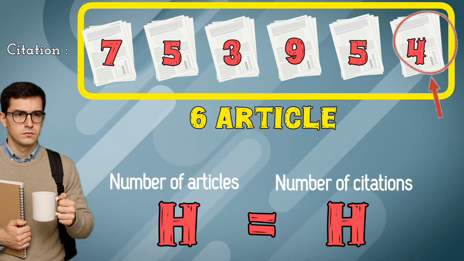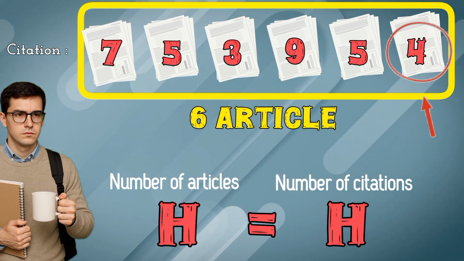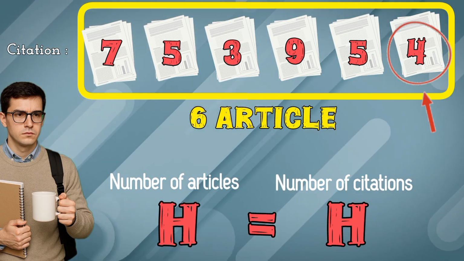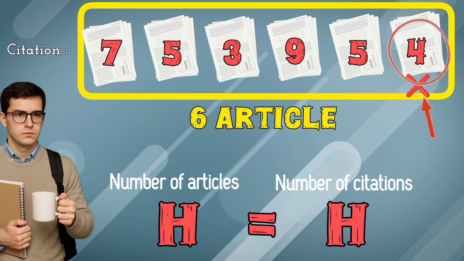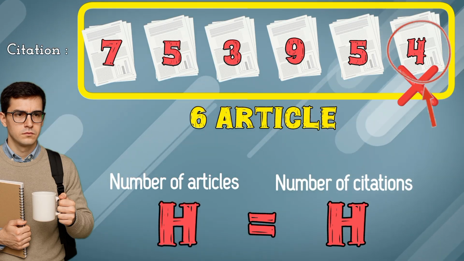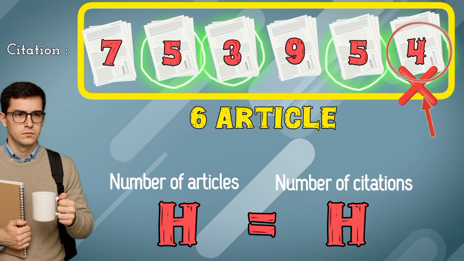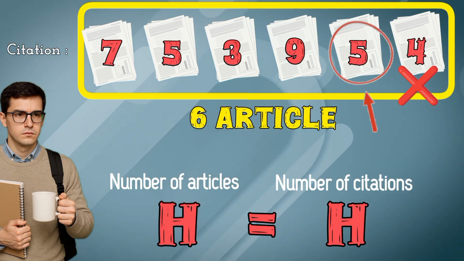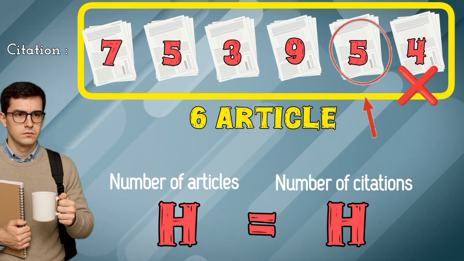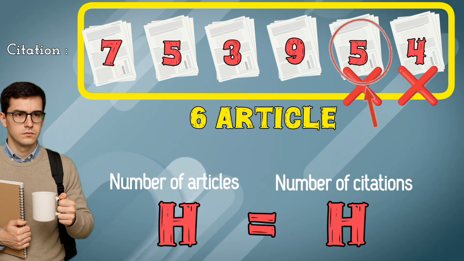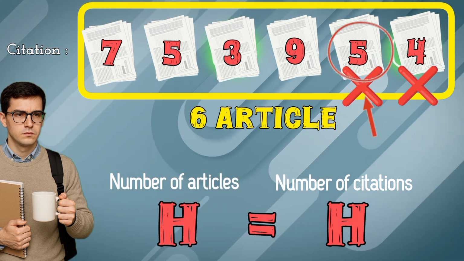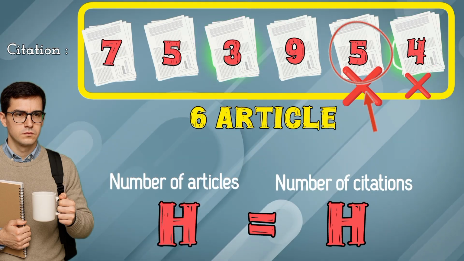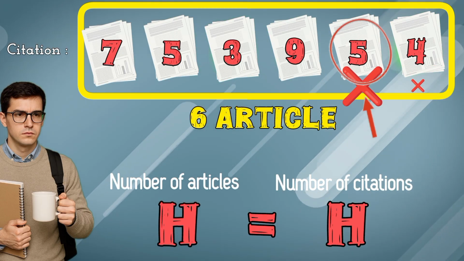If we start from the last article, number 6, and work our way up, do I have 6 articles that have each been cited at least 6 times? No, because we have articles with 4, 5, 3, and 5 citations, which are less than 6. Do I have 5 articles that have each been cited at least 5 times? No, because article number 6 and article number 3 have fewer than 5 citations, meaning the total number of articles with 5 or more citations does not reach 5.